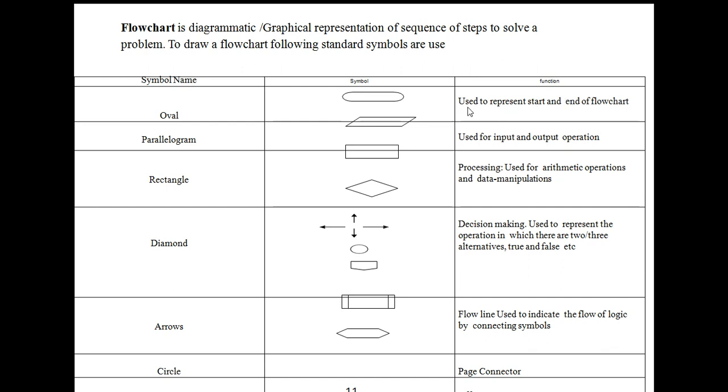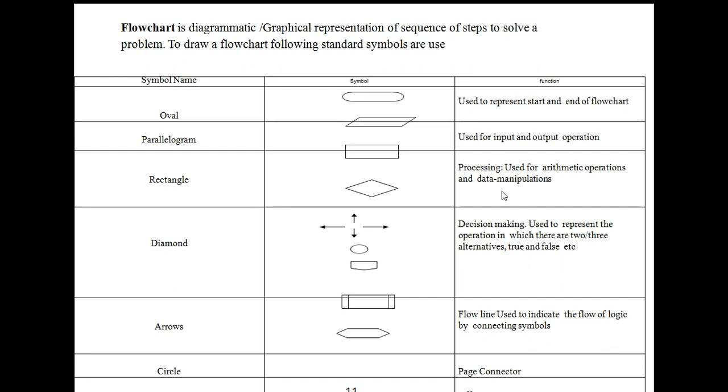Your program will start and it will end. So at the beginning of your program or flowchart, you should use the oval symbol, and at the end of your flowchart you should also use the oval symbol. The next symbol that we use in a flowchart is the parallelogram. It is used for input and output operations. For both input and output operations we should use the parallelogram symbol.